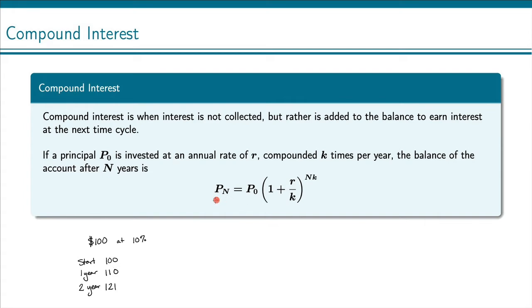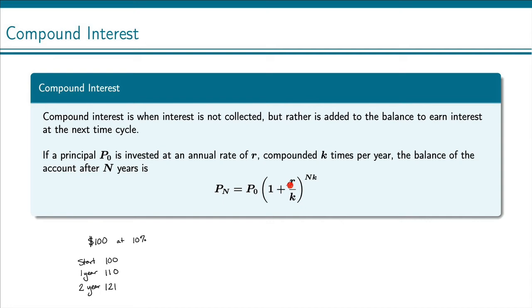This is the formula that we're going to be using. So let's talk about the different pieces. Here we've got P sub n. This represents the amount of money that we have in the account after n years. Here we've got P naught, or P sub 0. This is the initial amount. This is the principal, so this is the first amount that's invested.